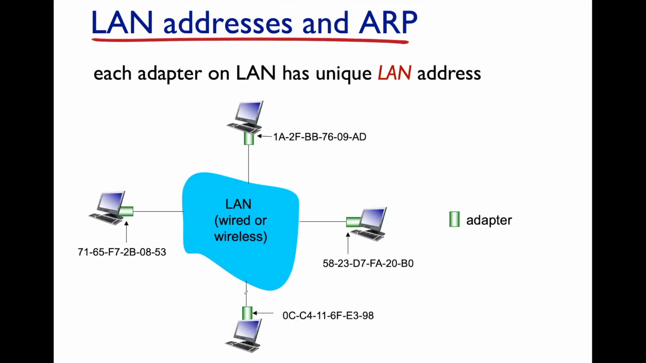And so where does this LAN address or this MAC address exist? Now, each network adapter on your local area network has a unique LAN address. And so here we have 4 hosts, each one of which has a network adapter. And these network adapters could be wired. They could also be wireless. Regardless of if they're wired or wireless, you'll notice that these hexadecimal numbers representing 48 bits for the MAC address, they're unique for each one of these host interfaces, these adapters.